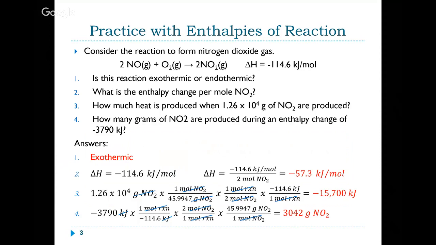So when you're using enthalpies of reaction, we can either determine an amount of product or an amount of reactant in terms of grams, or we can find the amount of heat associated with a particular reaction if we're given so many grams of a substance.